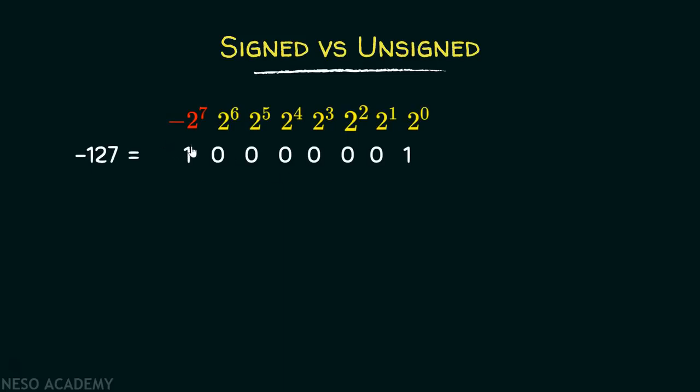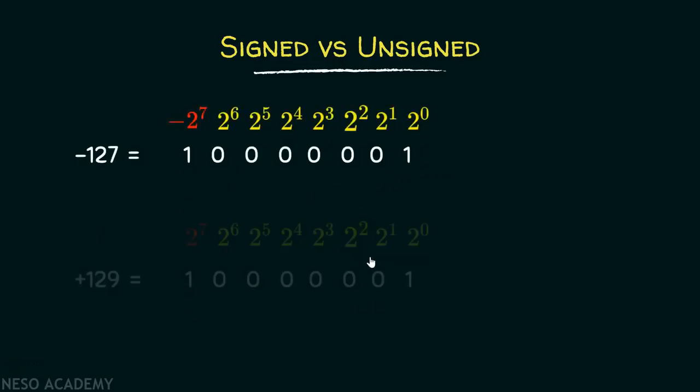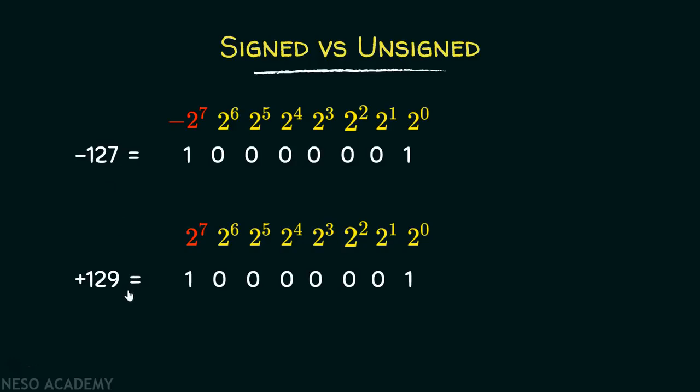Let's try to represent minus 127. By setting this bit to 1 and this bit to 1, we would be able to represent minus 127. On the other hand, if I want to represent the value plus 129, this is also very easy: 2 raised to the power 7, which is equal to 128, and 2 raised to the power 0, which is equal to 1. Adding these two values together gives us plus 129. Now, as you can observe, these two values are equal, as in the previous case. Minus 128 and plus 128 both have equal binary representations. Similarly, minus 127 and plus 129 have similar binary representations.